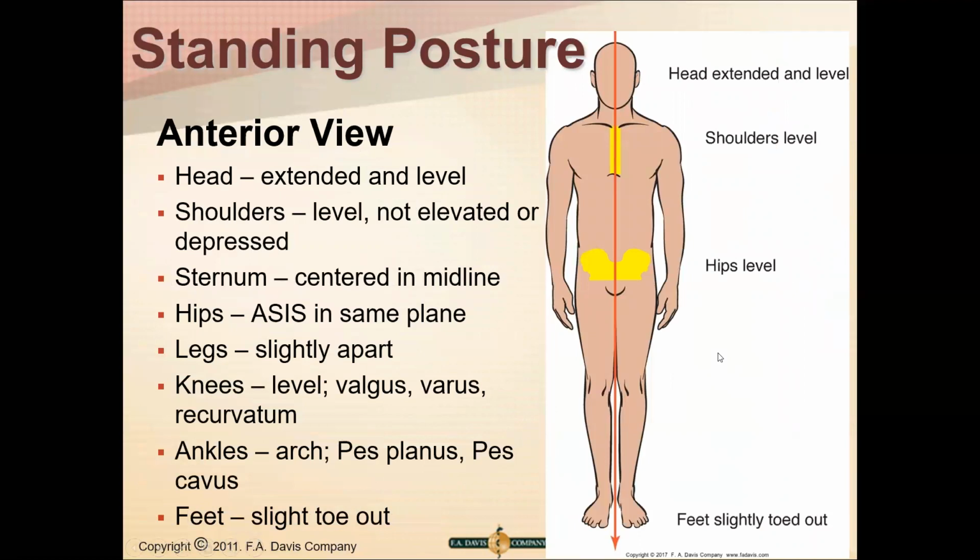If you look at that plumb line from the front, right, the head should be extended and level. The shoulder should be level and not elevated. It should be centered in the midline of the sternum. The hip should come in the ASIS in the same plane. Legs slightly apart, knees level. Valgus, varus, and recurvatum are terms we're going to talk about throughout this whole class. We'll look at the ankle arch, pes planus, pes cavus, and then feet slightly toe out is how we'll end up, right? But as you look at this, it should pass right through the midline of the body.